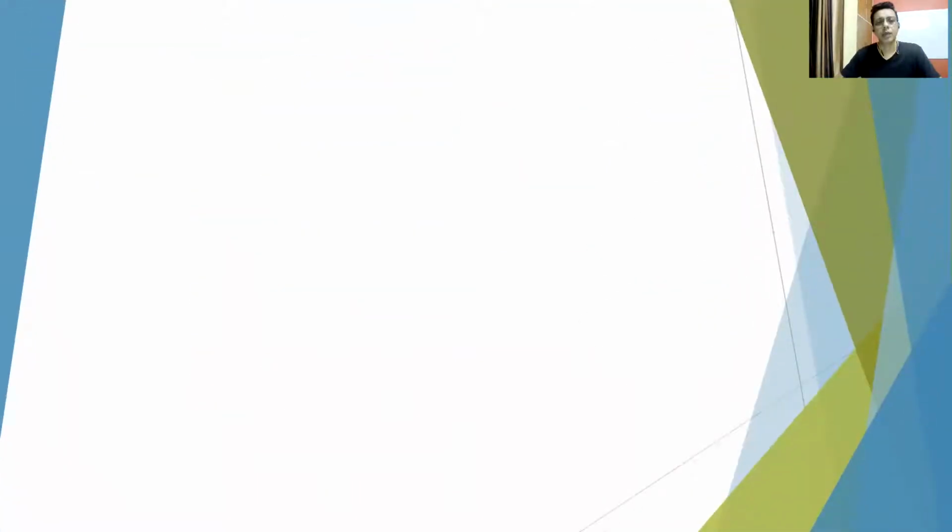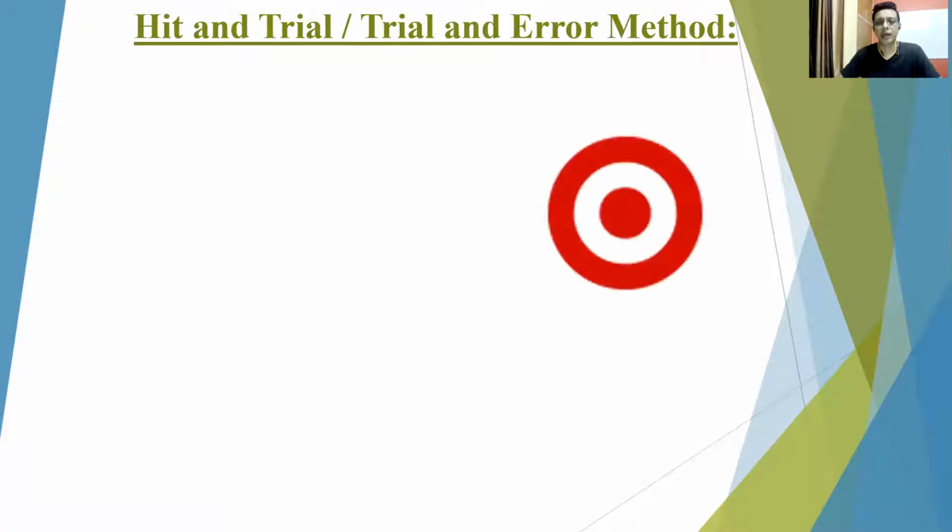Suppose I give a target and I ask you to hit the target with a ball. So what will you have to do? You first have to take the ball, aim at the target, and then throw the ball. If you keep the ball in your hand and keep aiming at the target for the whole day, the ball will not go and hit the target. If you throw the ball, it may hit, it may not hit.